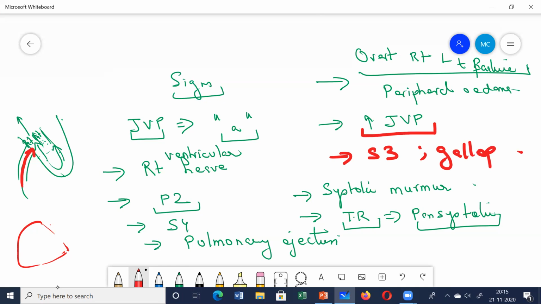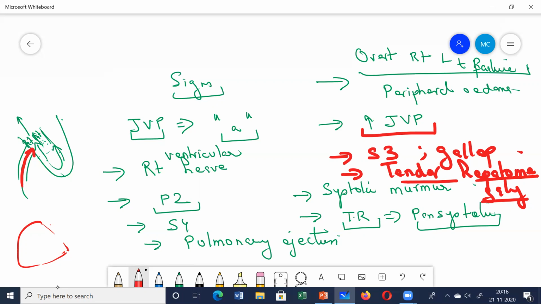Okay, so these things you are going to find very important. Tender hepatomegaly is a very important sign which you can find in patients of right heart failure. Often if you go to the wards, you see a patient of hepatomegaly. So you just palpate and see whether it's tender or not. If it's tender, it is very much in favor of right heart failure.